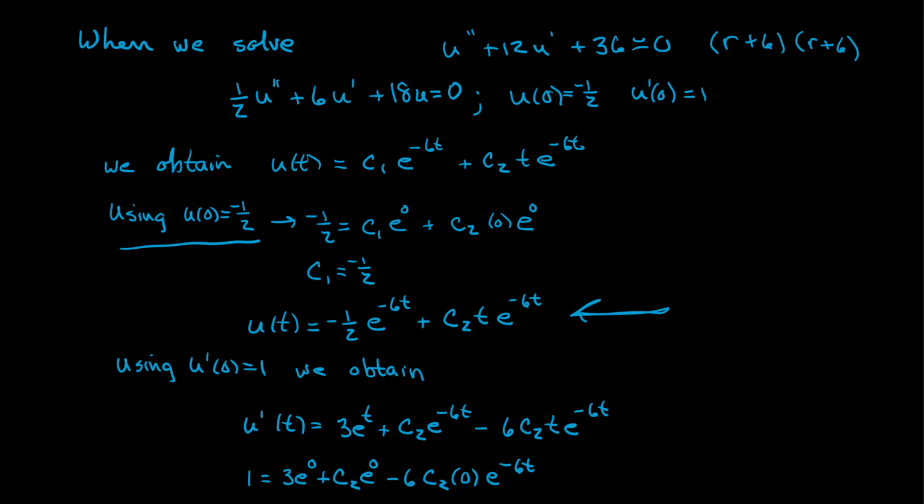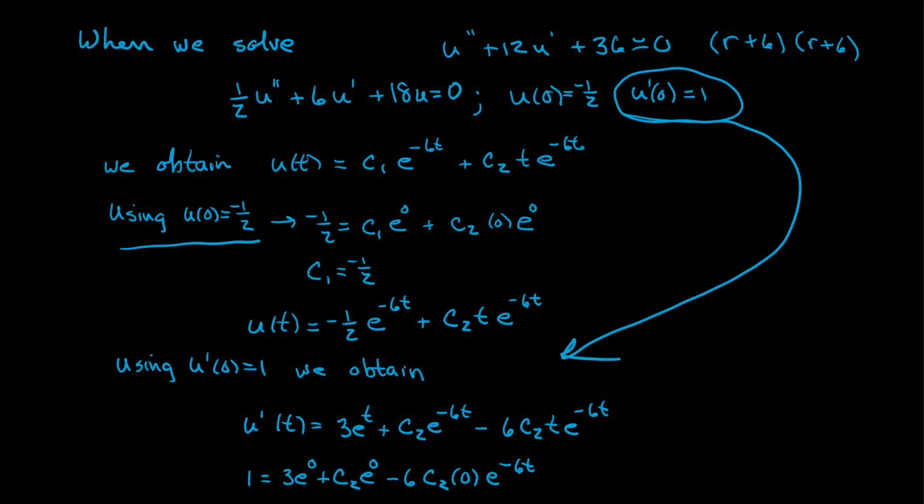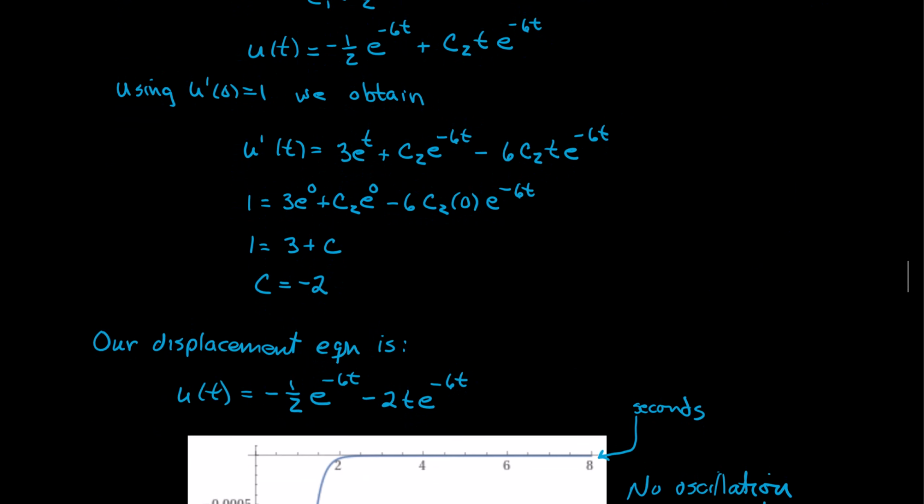To compute a value for C2, we're now going to use the second piece of information we have from our initial value. And that is that the derivative of the displacement equation has a value of 1 at time 0. What this means is we need to compute the derivative of this equation. From the first term, we have -1/2 times -6, which will give us a +3 e to the -6t.